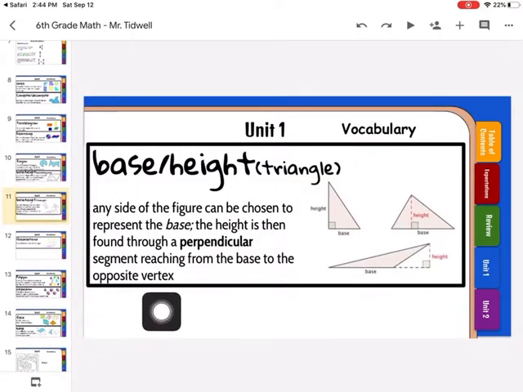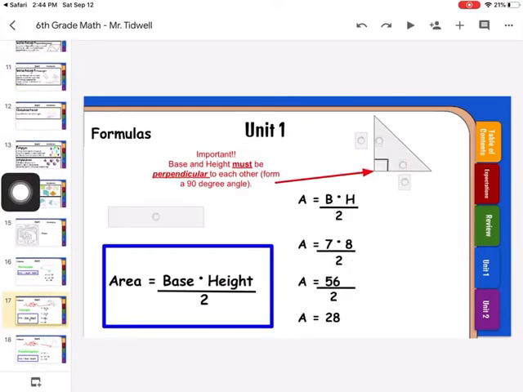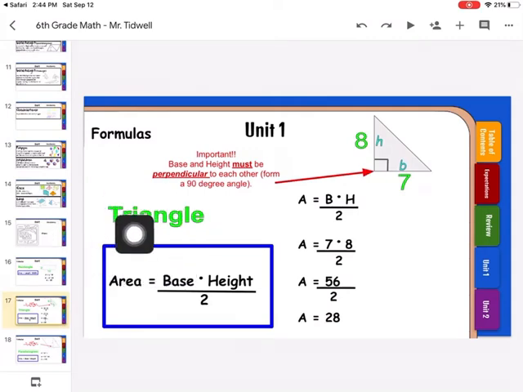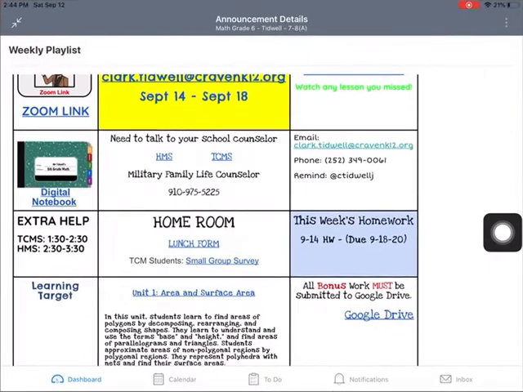We know that between the base and the height of any triangle, you have to have a perpendicular angle. Okay? I'm going to come over here again to our formula. We can see that the triangle formula is base times height divided by 2. Again, has to be perpendicular to each other. Your base and your height must be perpendicular, form that right angle, that 90-degree angle. Okay?